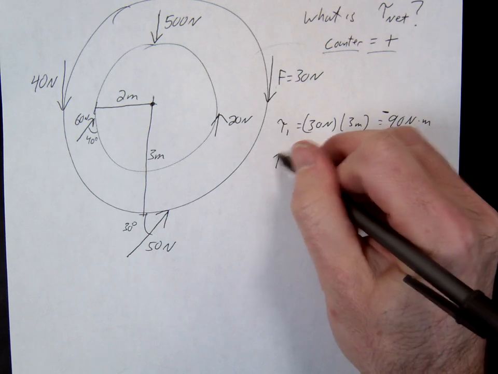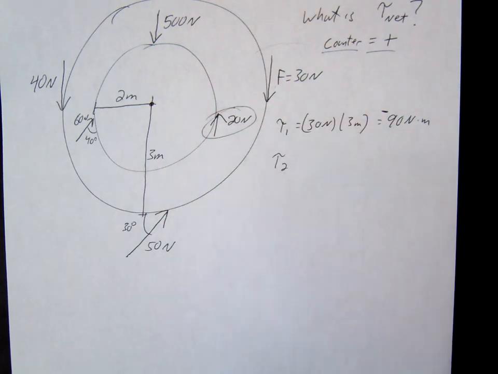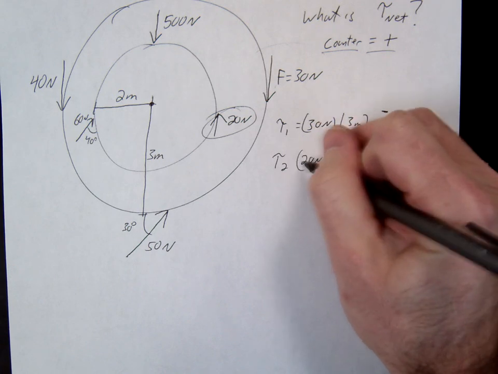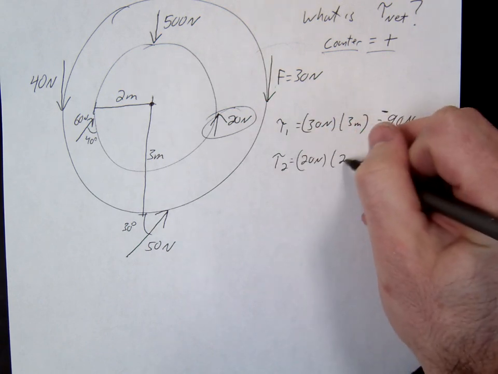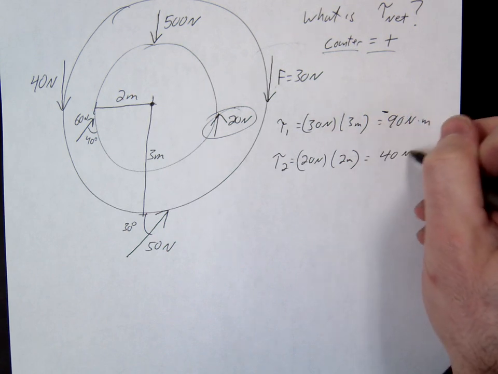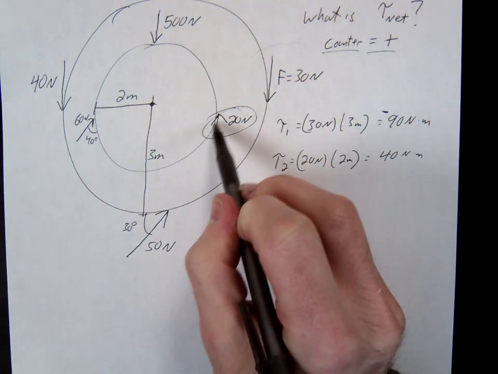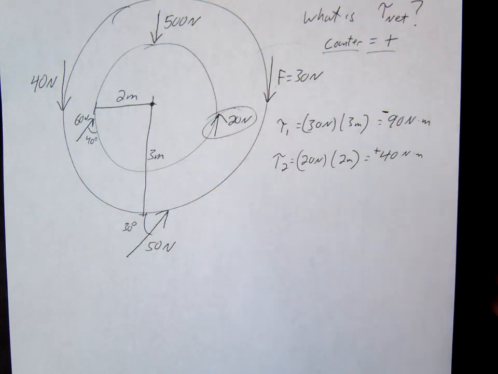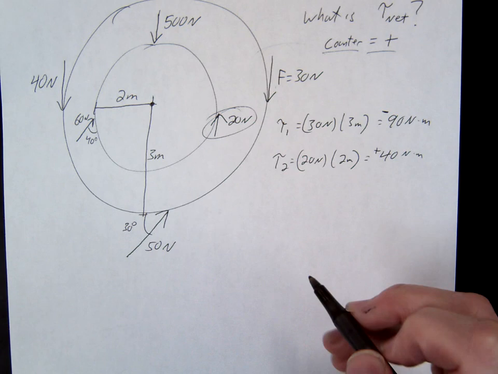Alright, we'll make this torque 2. This is going to be 20 newtons, perpendicular, at 2 meters. So this is going to be 40 Newton meters. This one is counterclockwise, so I'm going to go ahead and make this one positive. And we'll just go on down the line.